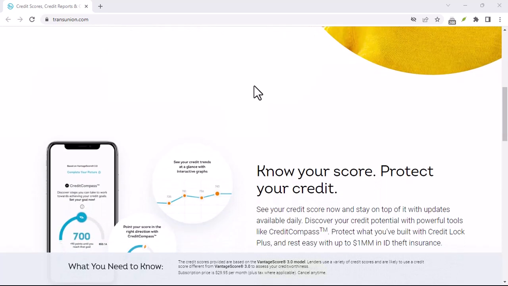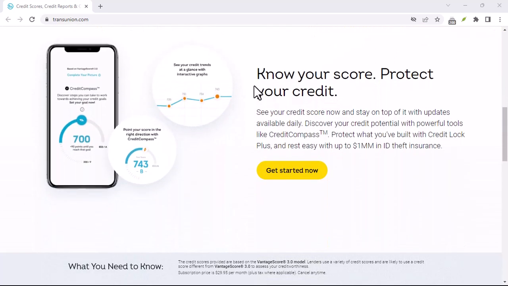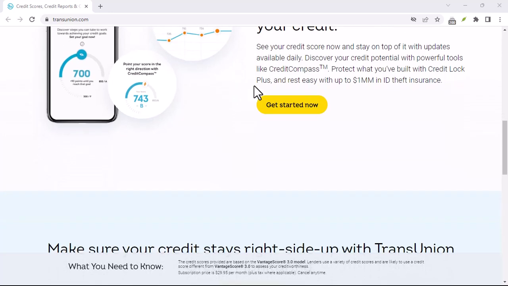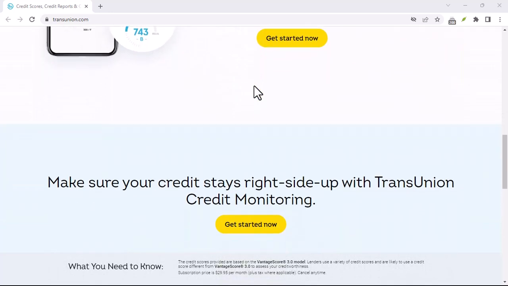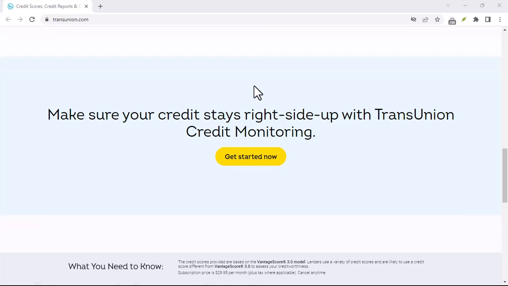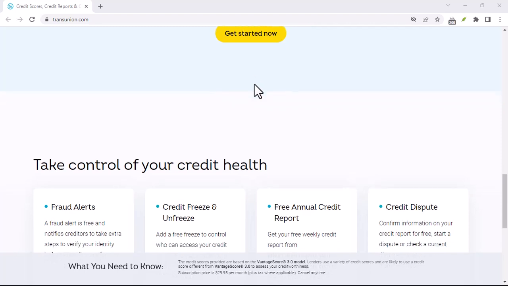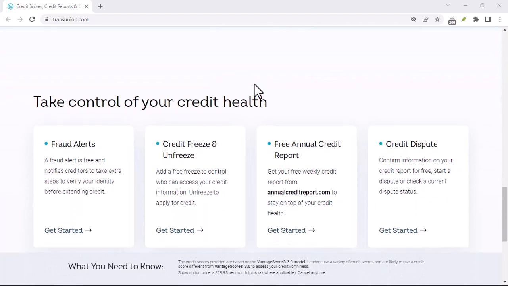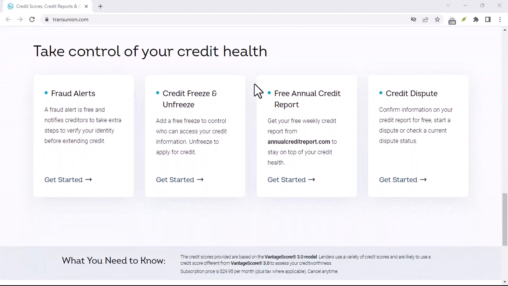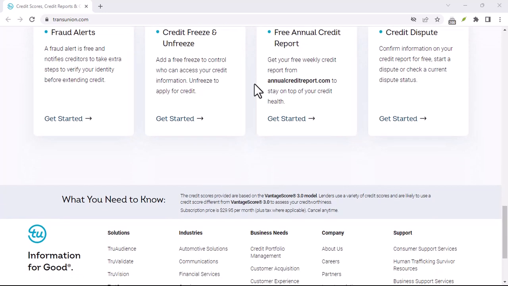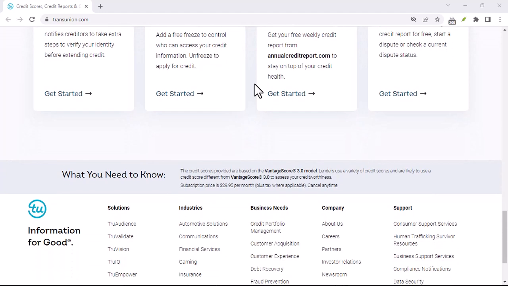Consider a credit dispute service. If you're overwhelmed by the process, you may want to consider hiring a credit dispute service. These professionals can help you navigate the complexities of the dispute process. Monitor your credit report. Even after your dispute has been resolved, it's important to continue monitoring your credit report for any new errors.